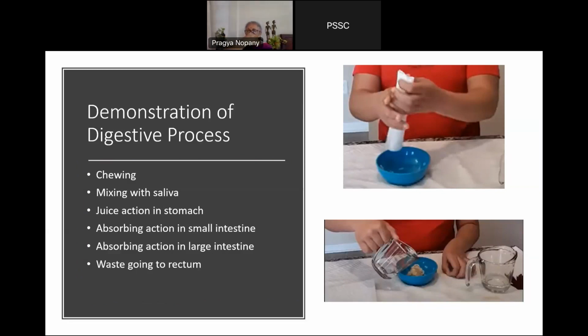And then we can also demonstrate the digestive process. How can we demonstrate? We can tell them that when you chewed the food in your mouth, you mixed it with saliva.